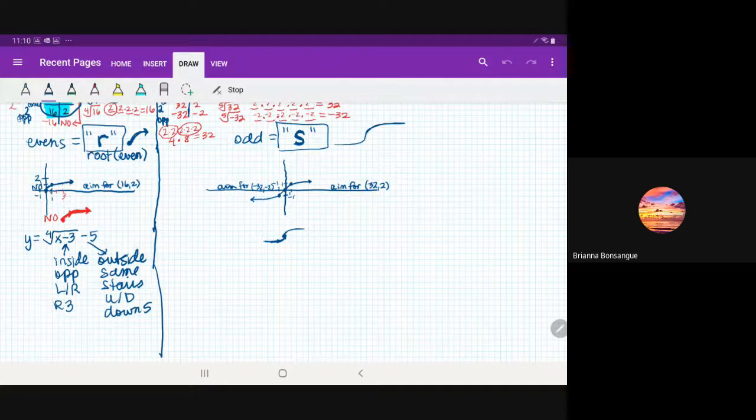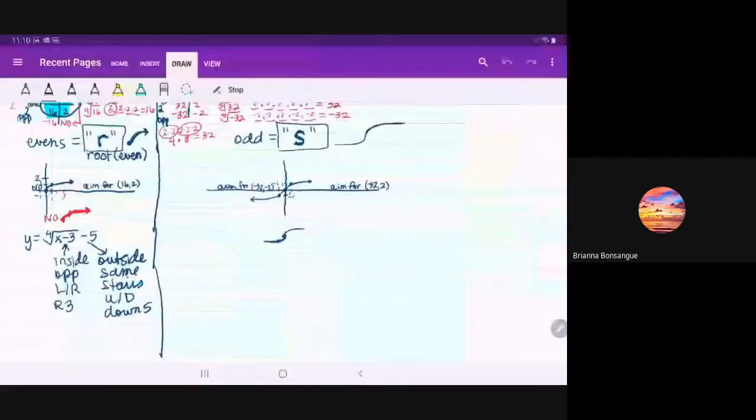And then I know I graphed pretty fast, so can you guys say done when you're done with the graph on the left? Because I think I was too speedy.